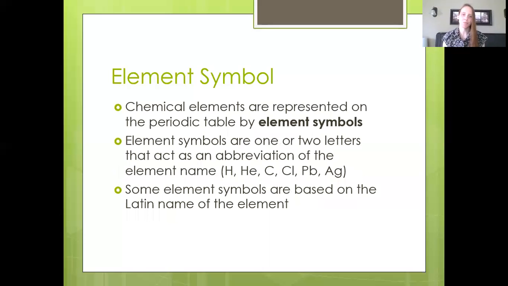The element symbol is just the letter or letters that we use to represent an element on the periodic table. It's usually one or two letters, sometimes based on its name in English, other times based on its name in Latin.